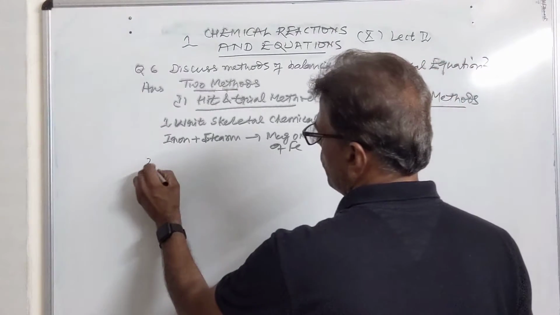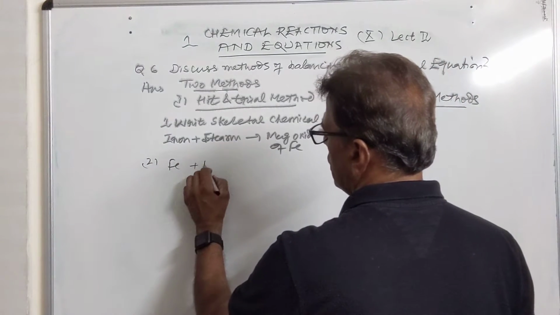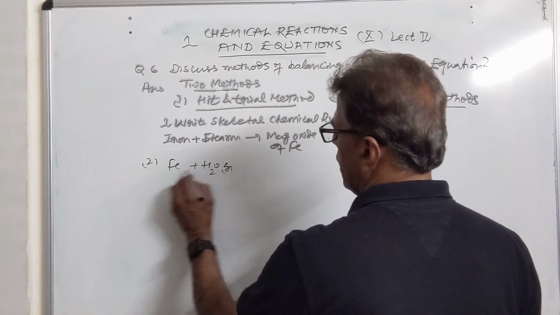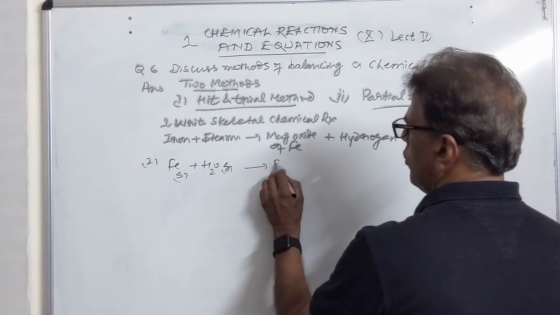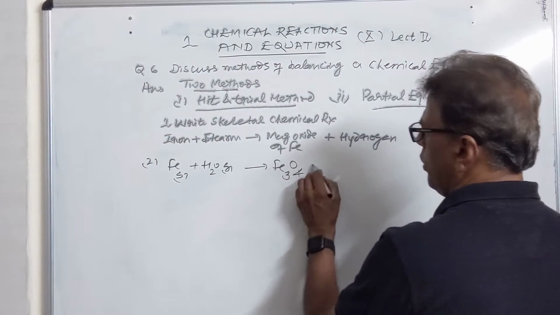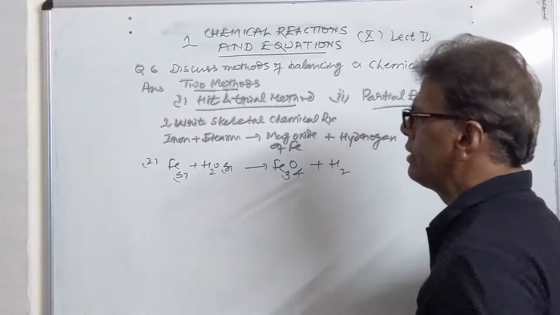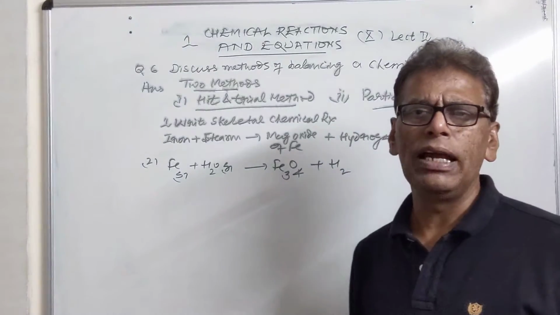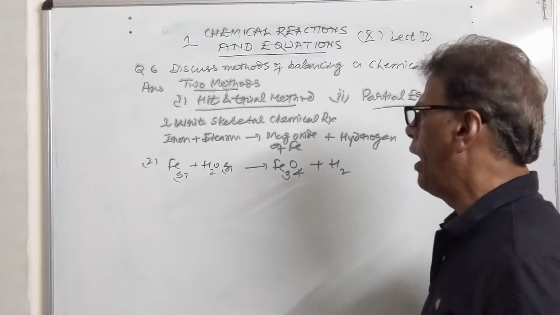Now in terms of symbols it should be Fe plus steam, H2O gas. Fe is solid here. You will get magnetic oxide Fe3O4 plus hydrogen gas. This is your skeletal equation. Now we have to balance.